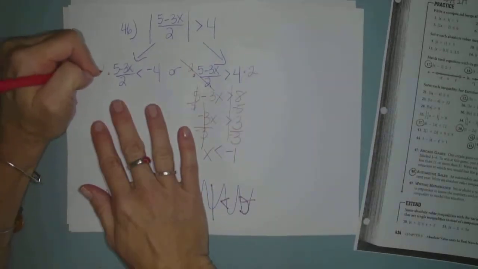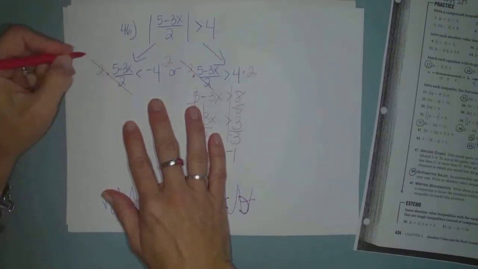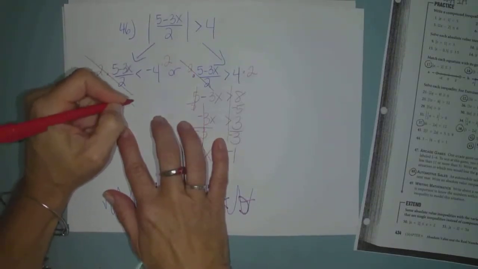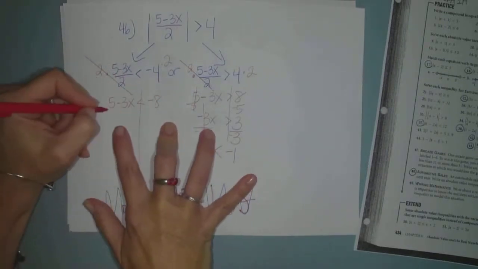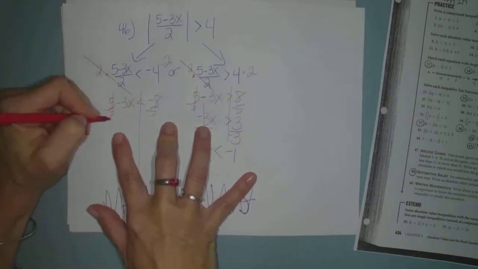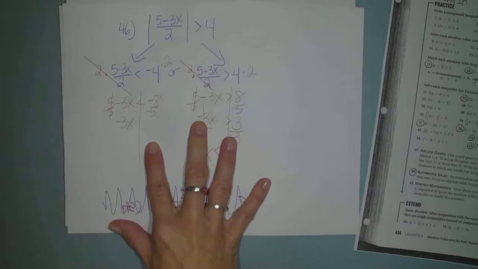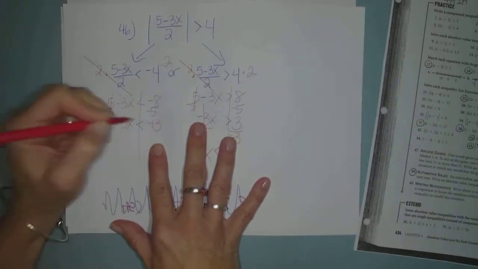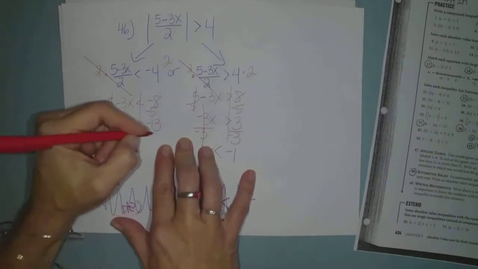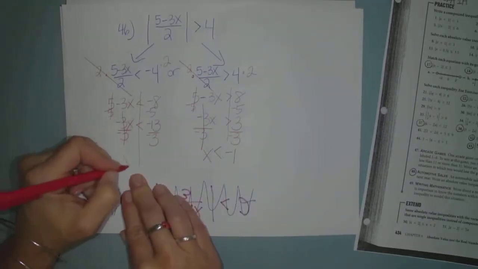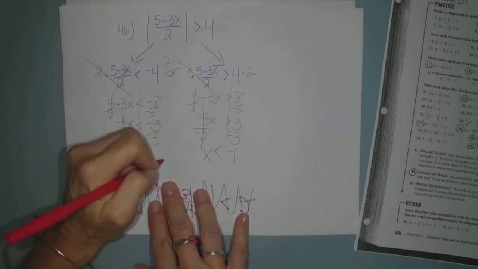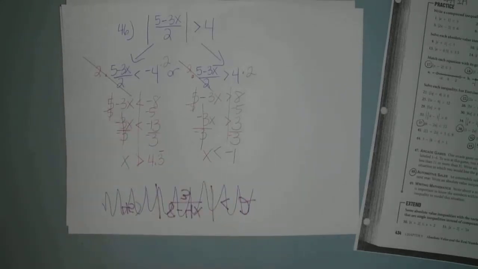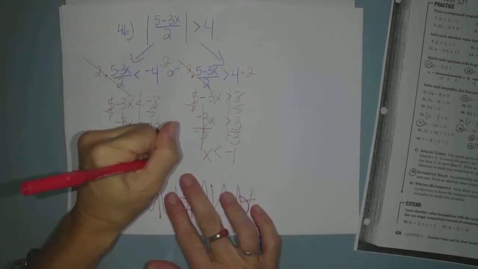Now let's go over to the other side. Same idea over here. Multiply by 2, cross those out. 5 minus 3x is less than -8. Okay, subtract that 5, negative, don't lose that negative, 3x is less than -13. Divide by -3, flip it, x is greater than positive 4.3 repeating. 13 divided by 3, that's going to be 4 1/3, or 4.3 repeating.